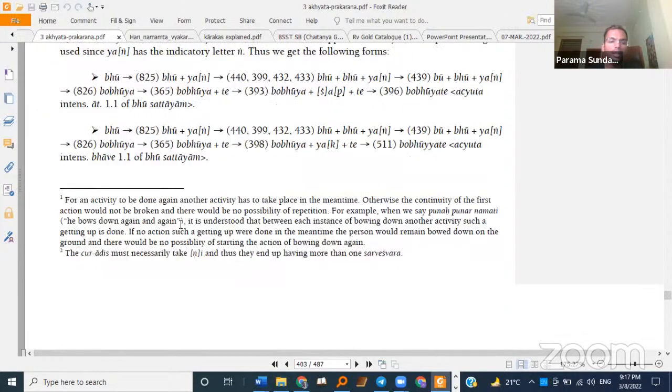For an activity to be done again, another activity has to take place in the meantime. Otherwise, the continuity of the first action would not be broken and there would be no possibility of repetition. For example, when we say Punaha Punar Namati, he bows down again and again. It is understood that between each instance of bowing down, another activity such as getting up is done. If no action such as getting up were done in the meantime, the person would remain bowed down on the ground and there would be no possibility of starting the action of going down again.